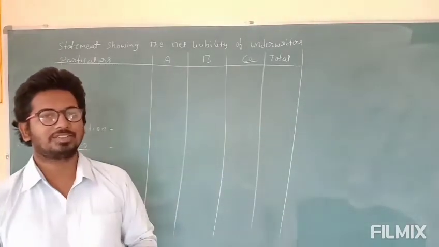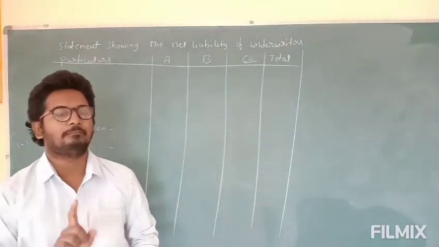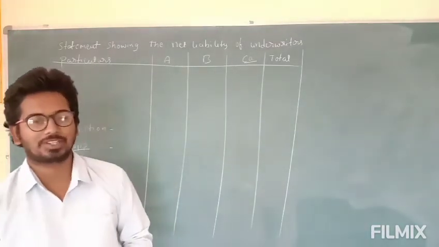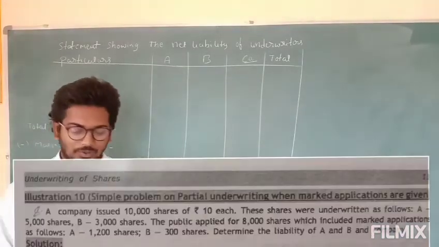In the last class we saw one sum on calculation of underwriter's liability on partial underwriting. In this class we are going to see one more sum, which carries 6 marks, of partial underwriting. So I am reading the question, go through it.